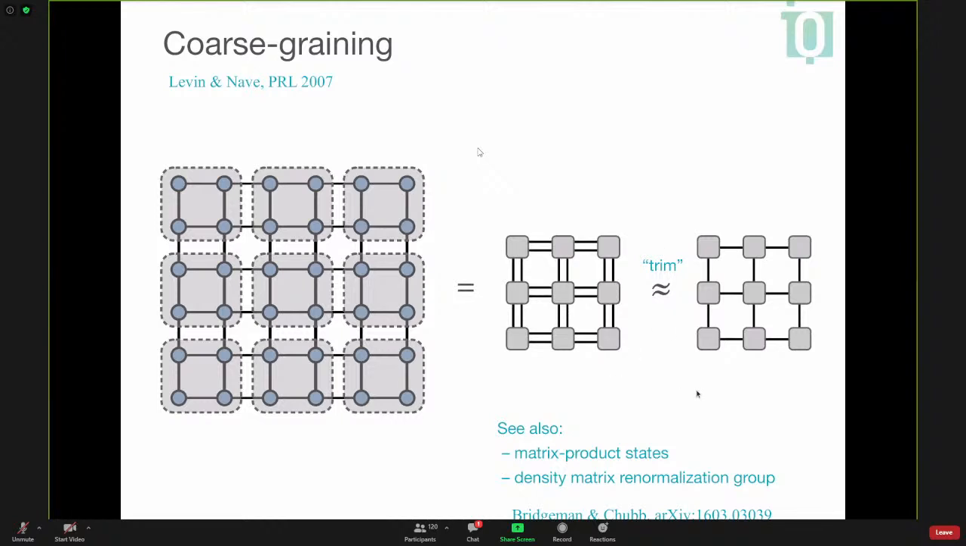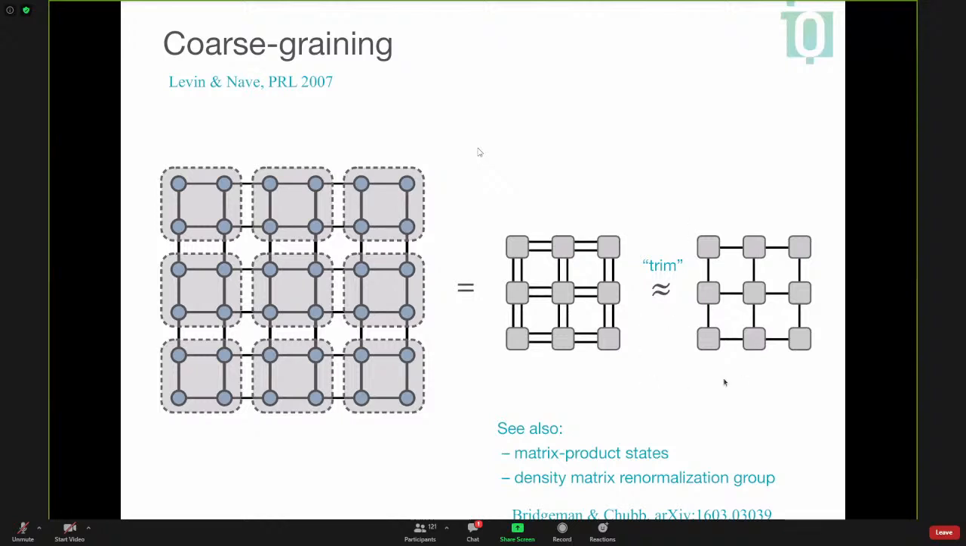So I won't go too much into detail, but for those of you interested, you can go and consult this review here that I really like. This is the basis of algorithms like the density matrix renormalization group that is used with particular success for one-dimensional quantum systems. In the problems that I'm going to discuss, meaning computational problems, this approach typically does not work.